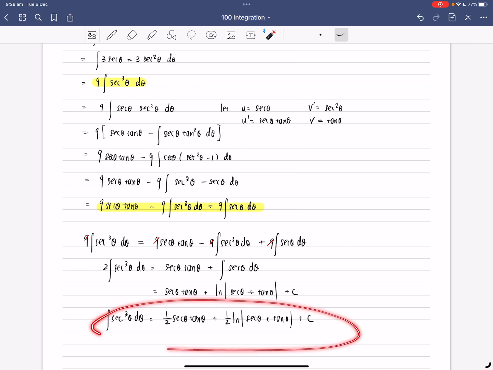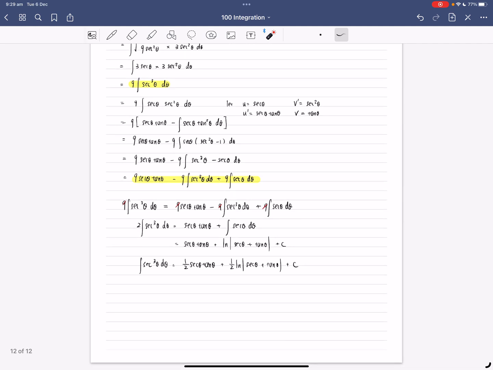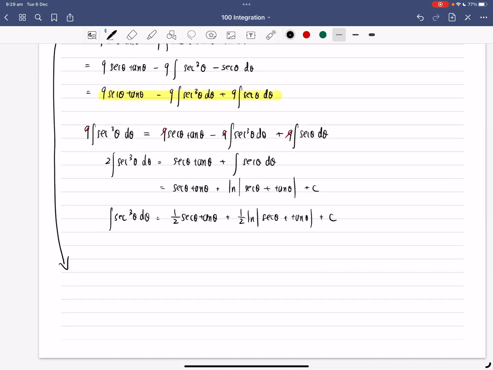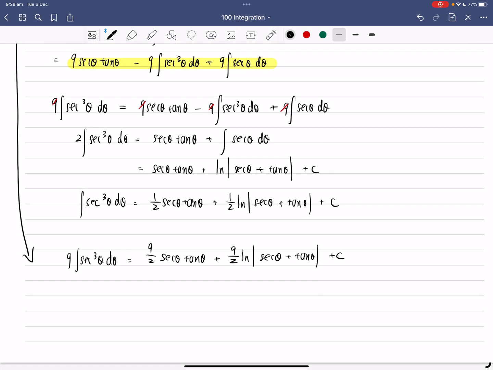So what we need to do is move this one and do a substitution back into here. Okay, so it's a crazy question. So let's just start. Put this one back. We've got the integral of 9 sec cubed theta d theta, which equals 9 over 2 sec theta tan theta plus 9 over 2 ln absolute value of sec theta plus tan theta plus c. Now we still haven't finished, okay?